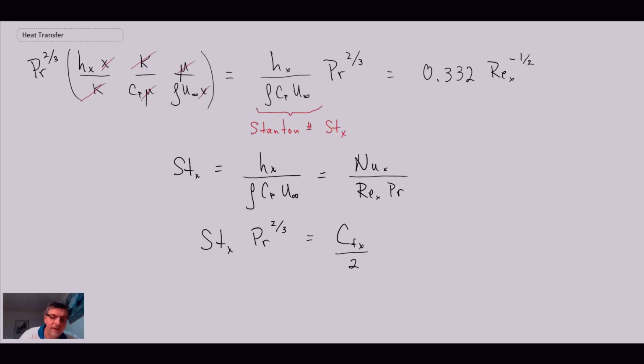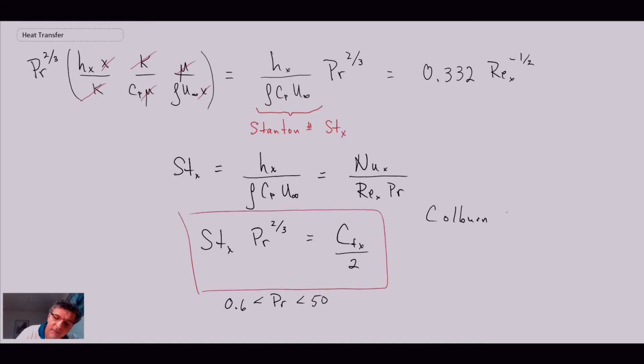So what's so significant about that? Well, before I get into that, I should say that this is restricted over a range of Prandtl number. Some textbooks say 60, but essentially 0.6 up to about 50 or 60. What's significant about this is it applies for both laminar and turbulent, and this is referred to as being the Colburn analogy. And a fellow named Colburn came up with this, I think it was in 1933, and it applies for laminar and turbulent flow over a plate.